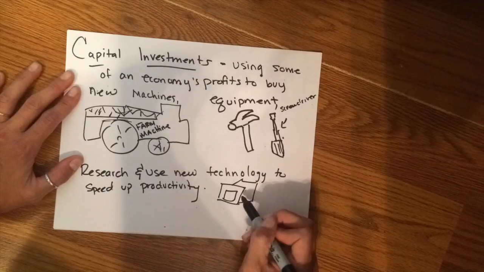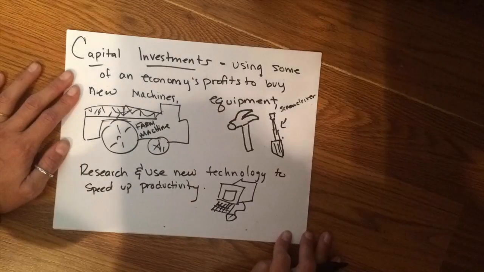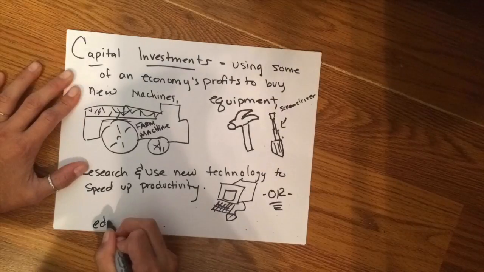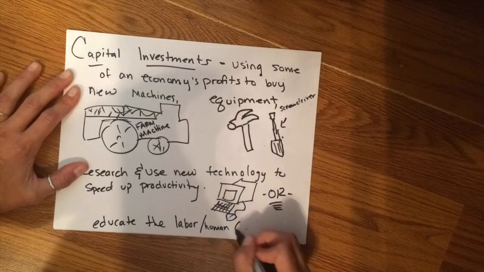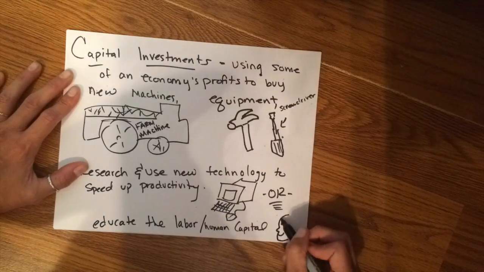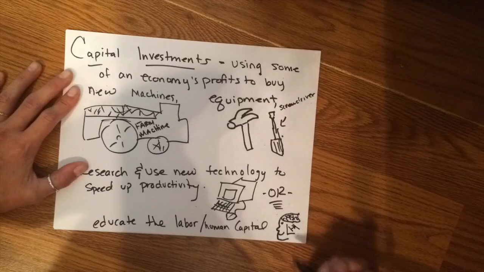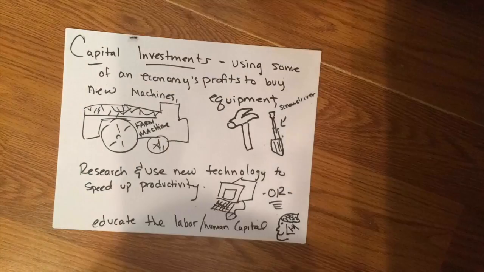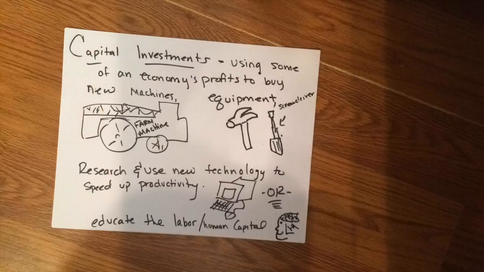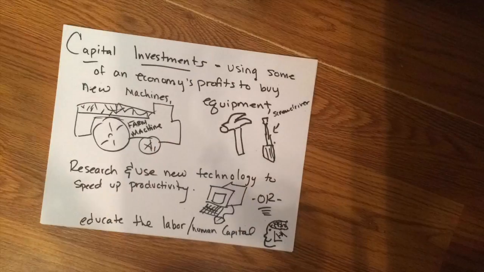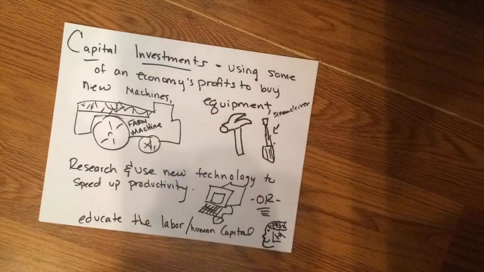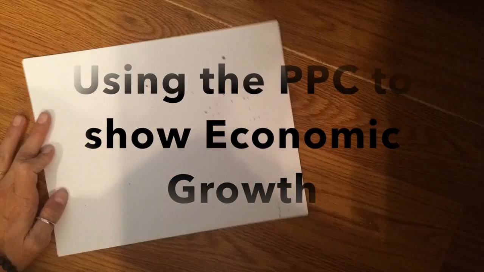Another example of a capital investment would be researching and using new technology to speed up your productivity. Let's say that maybe your customers can now place orders online, which means that you can produce more and push more orders through. And then of course, finally, you've got educating your labor. When you educate your labor, they're able to do a task more efficiently because they're more knowledgeable and specialized in it.